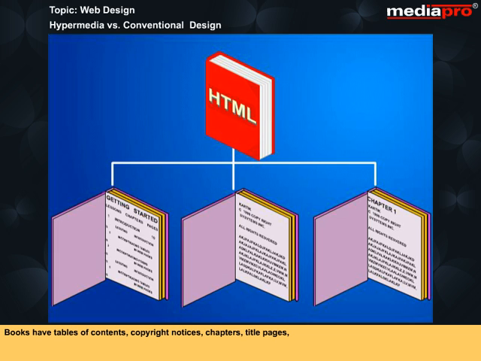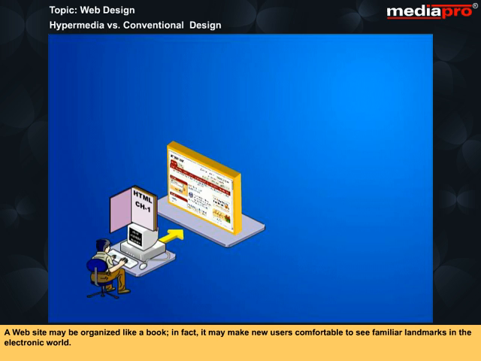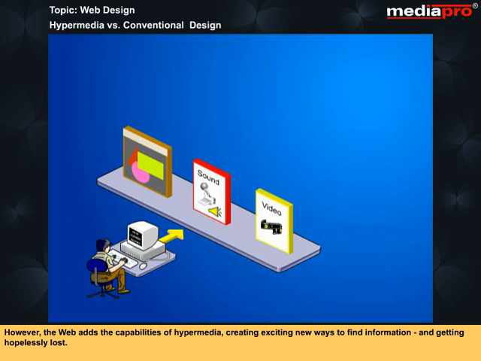Books have tables of contents, copyright notices, chapters, title pages, page numbers, headers and footers, footnotes, indexes and glossaries. A website may be organized like a book. In fact, it may make new users comfortable to see familiar landmarks in the electronic world. However, the web adds the capabilities of hypermedia, creating exciting new ways to find information and getting hopelessly lost.